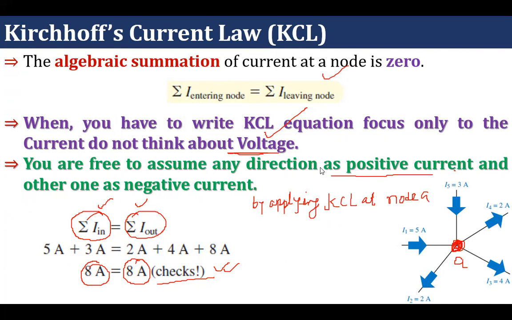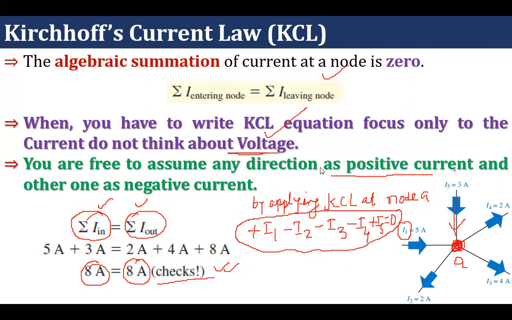Firstly we'll check I1. I1 is coming to the node, and that's why I will write plus I1. This I2 is going out of the node, so minus I2. This I3 is also going out of the node, so minus I3. This I4 is also going out of the node, so minus I4. This I5 is coming to the node, and so plus I5, and this will be equal to 0, as per the Kirchhoff current law.